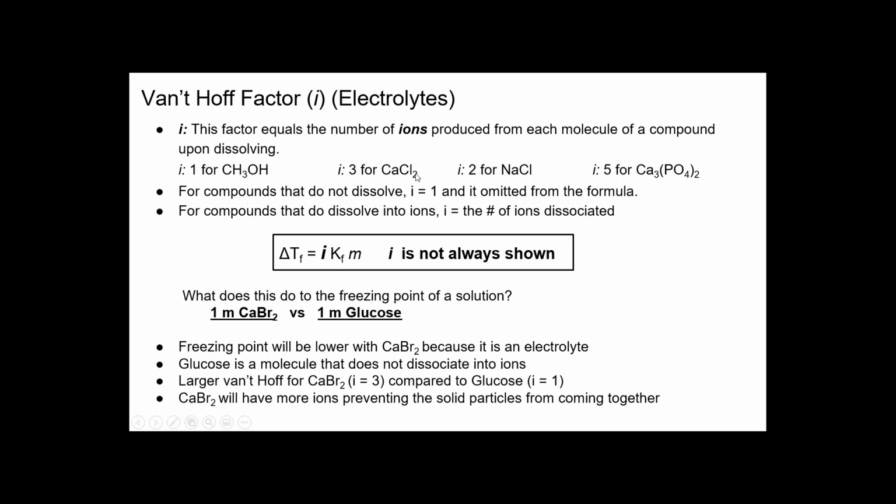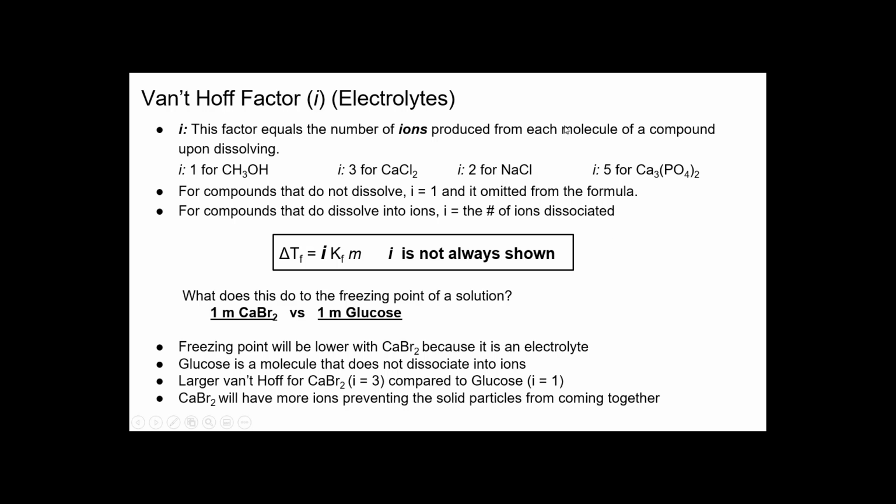But if you have calcium chloride, this would be 3. It would be 3 because calcium is 1 ion as it dissociates and chloride is 2. So that's a total of 3 ions, and this i number would be 3. Sodium chloride is 1 and 1, so this i number would be 2. And calcium phosphate would be 5, because if you count this all up, these are going to be 5 ions.